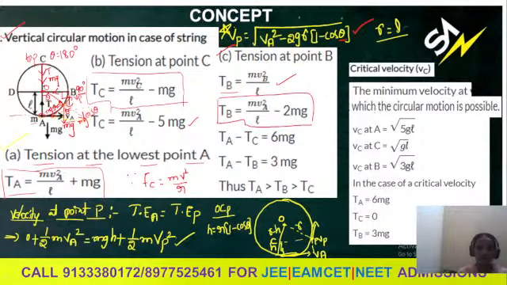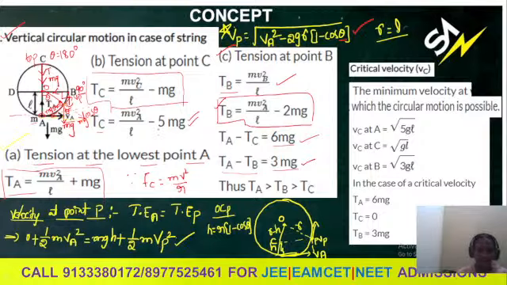And now you just subtract: tension at point A minus tension at point C is equal to 6 mg. And now tension at point A minus tension at point B. Simplifying these two will give us 3 mg. So the tension along the string at the topmost point, with reference to the reference line, is equal to 6 mg, and at the horizontal position, that is B, it is equal to 3 mg.